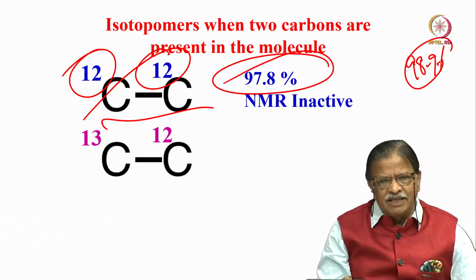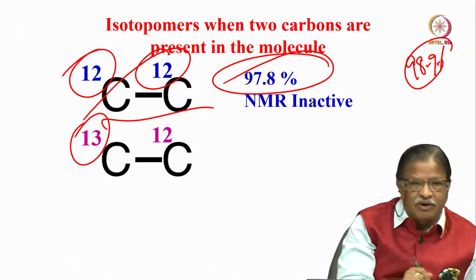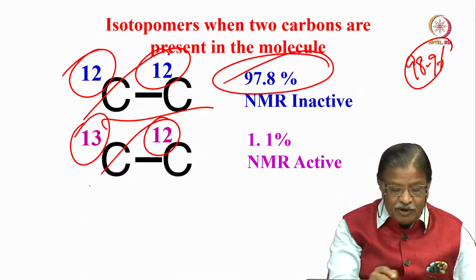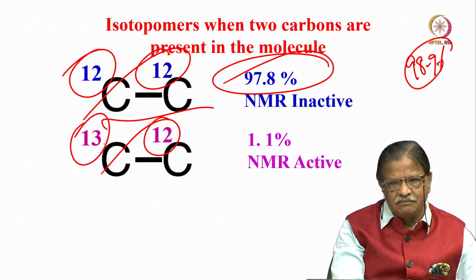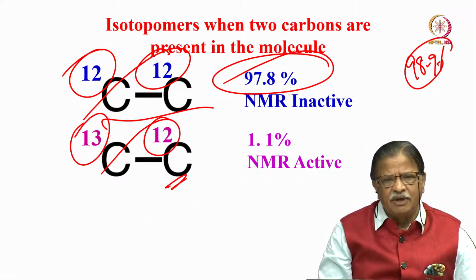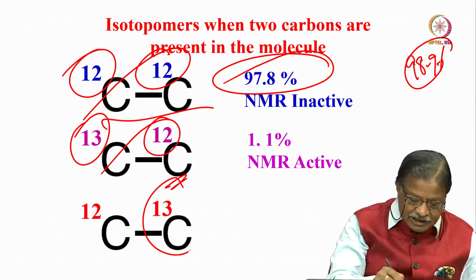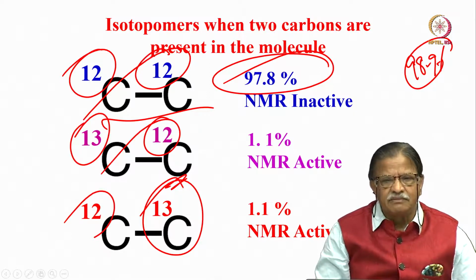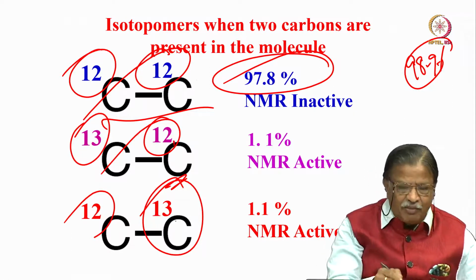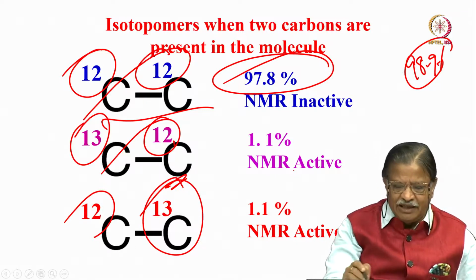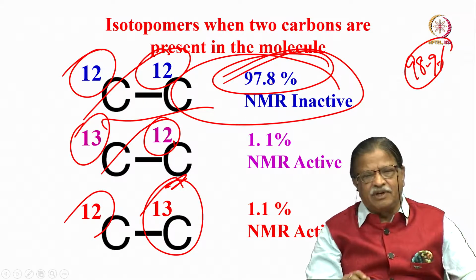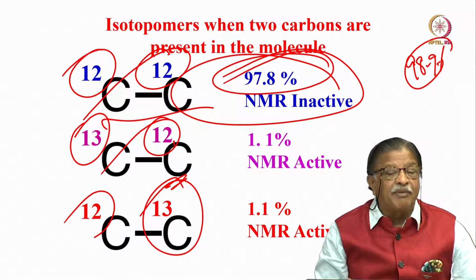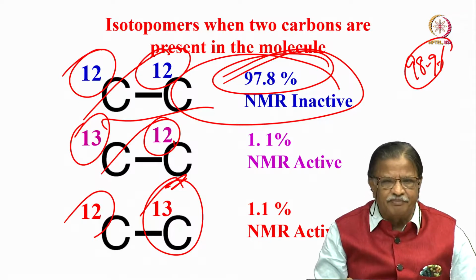Whereas consider the situation where one of the carbons is carbon 13 and the other is carbon 12. That's also possible. But this is only 1.1% abundant. Think of another possibility. This is carbon 13, this is carbon 12. Again it is 1%. This is NMR active. So there are 2 molecules with 1% NMR activity and then about 98% with both carbons in carbon 12 state, which are NMR inactive. They are NMR silent nuclei.